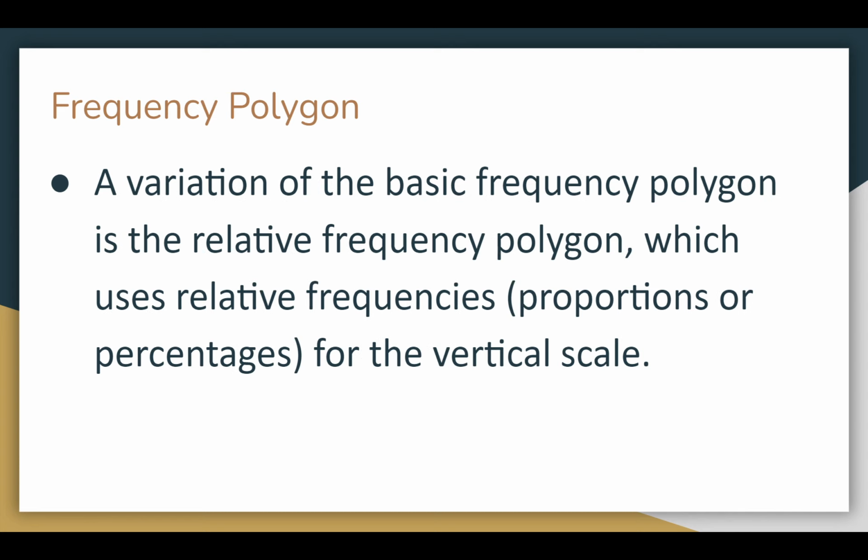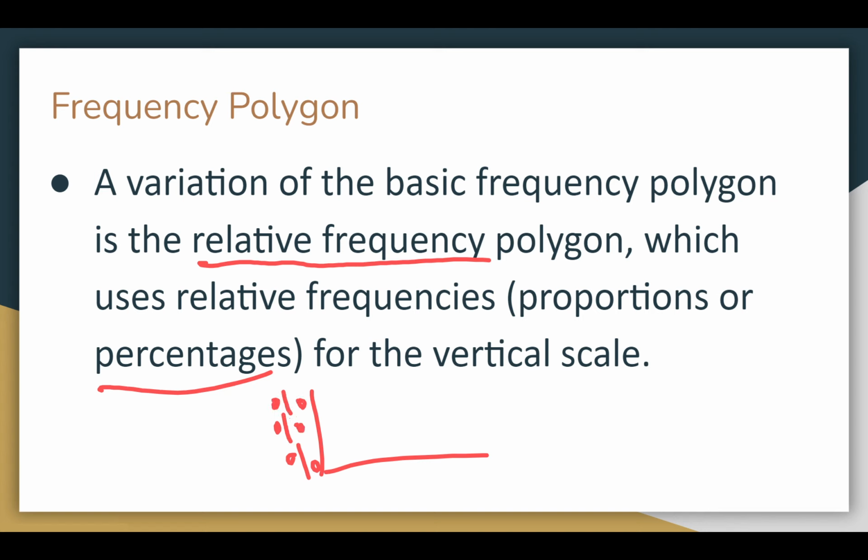Okay, so a variation of the basic frequency polygon is the relative frequency polygon. Think about what relative frequency meant when we were talking about our frequency distributions and our histograms, and that is the percentages. So with relative frequency, we're looking at our percentages. Relative frequency would have percents going up and down the vertical axis or vertical scale.